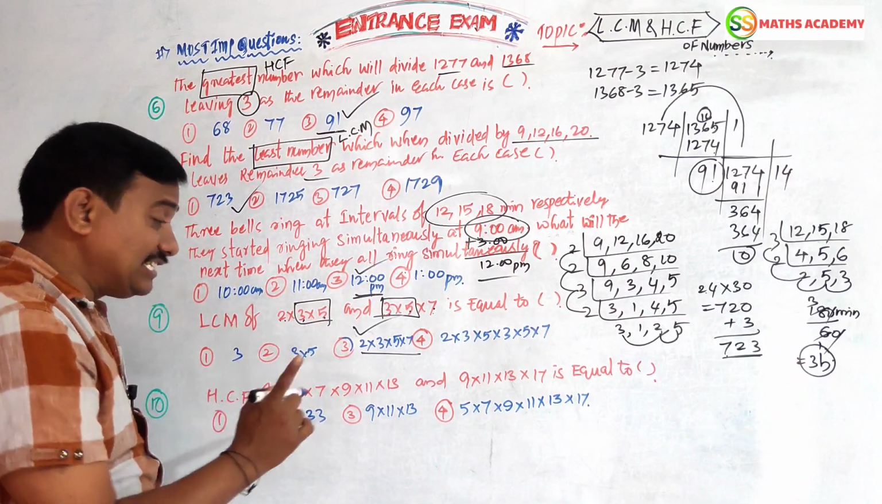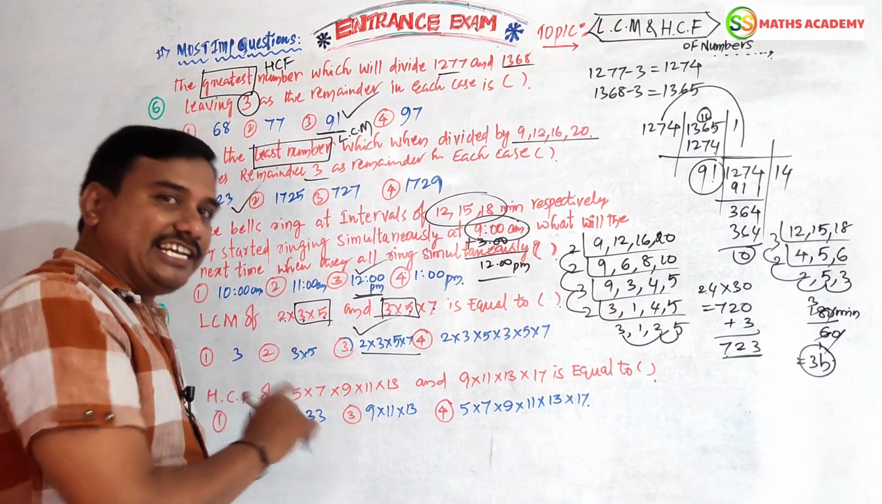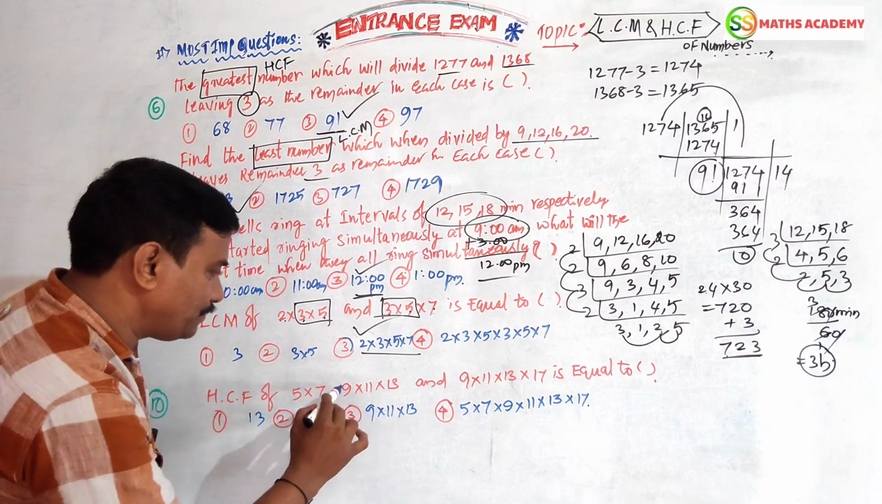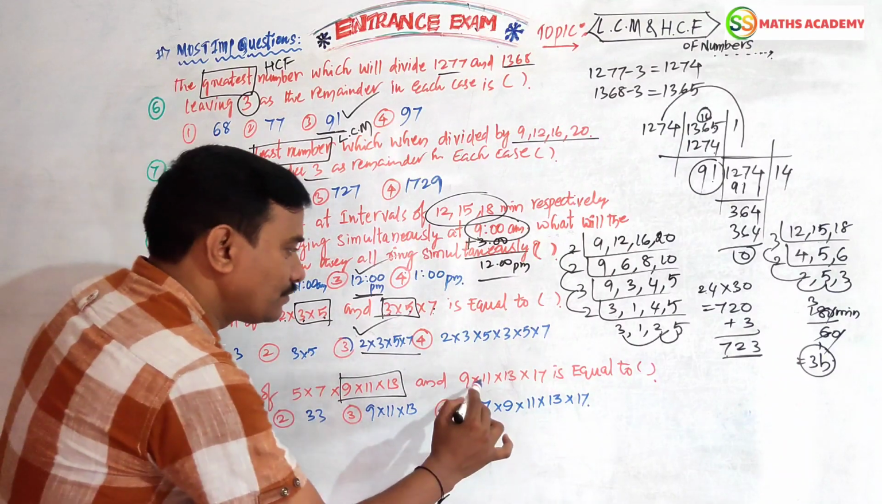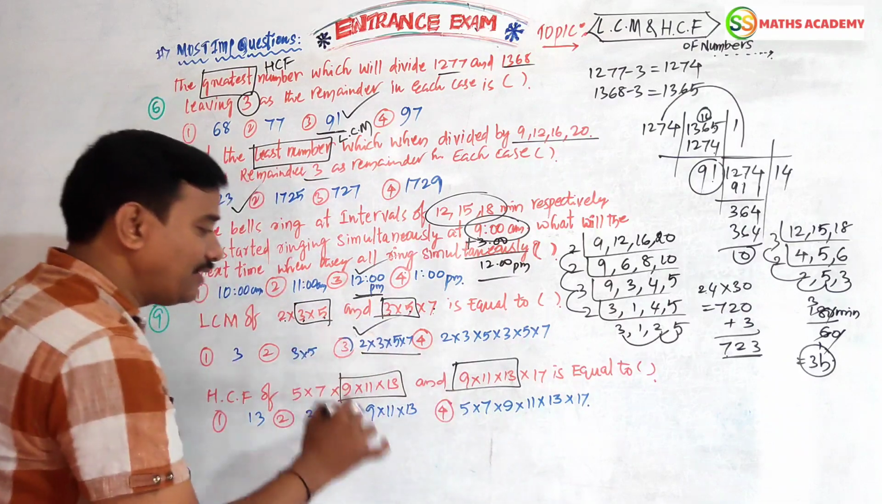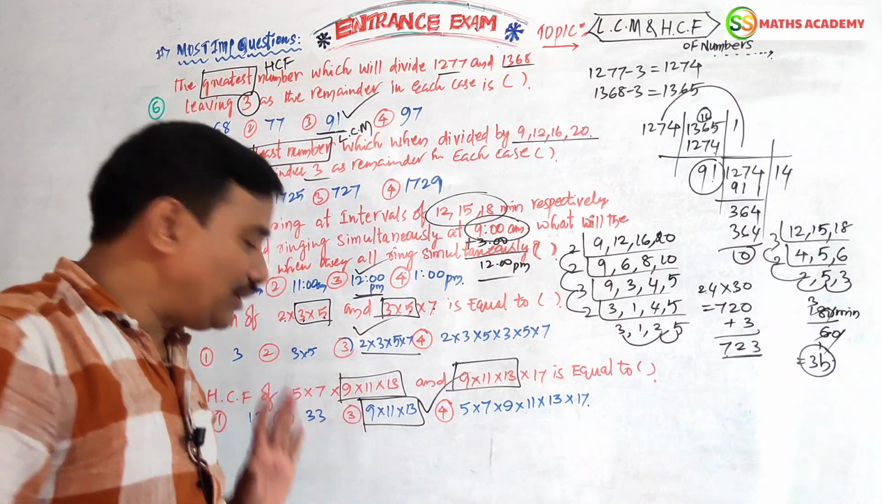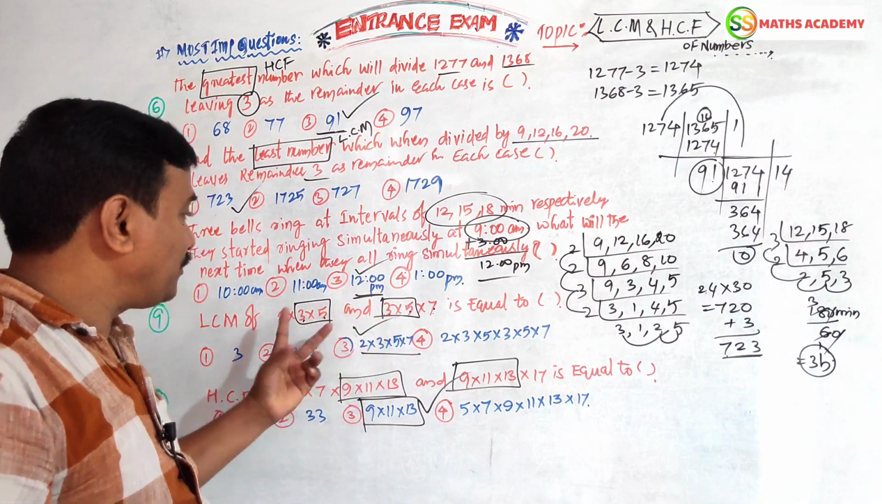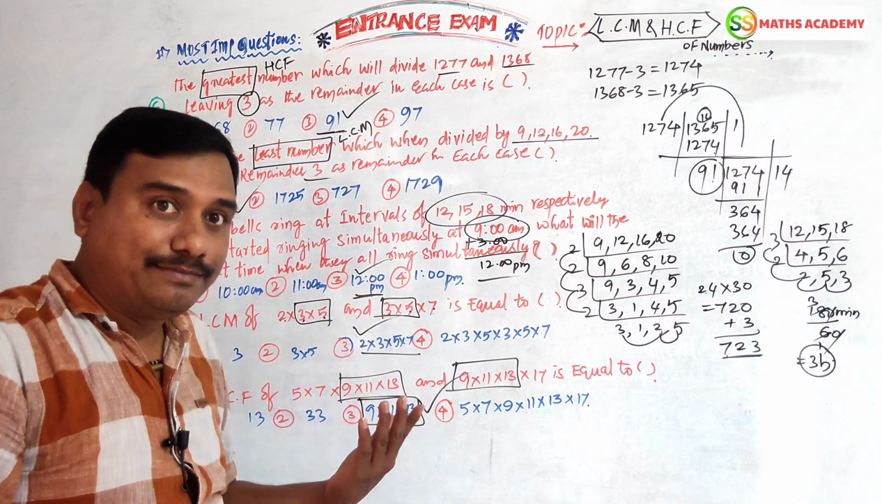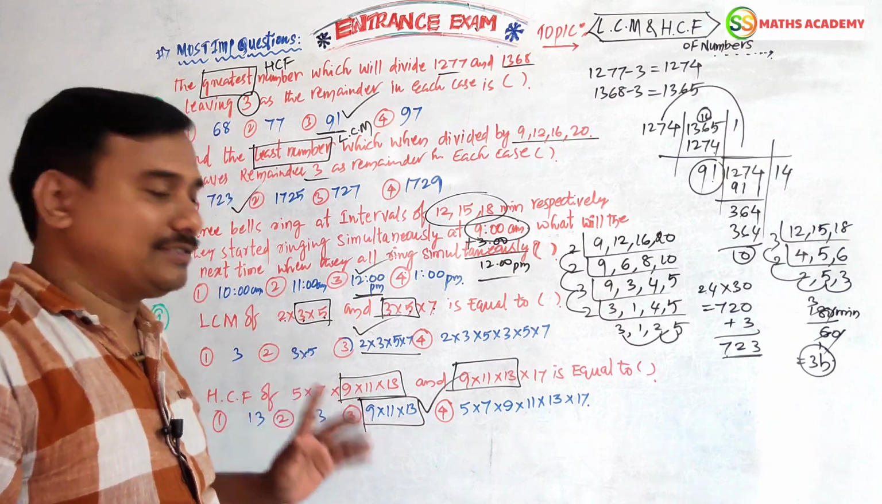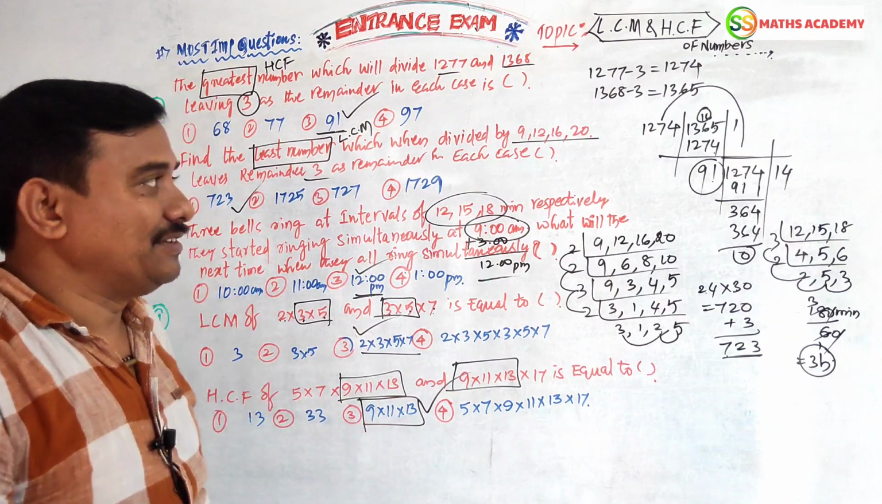Okay. Now HCF. What is the common number we can take here? This is our answer. Finish. In HCF you take only the common numbers. In LCM you take the common numbers as well as the remaining numbers. 9, 11, 13. This is the answer.